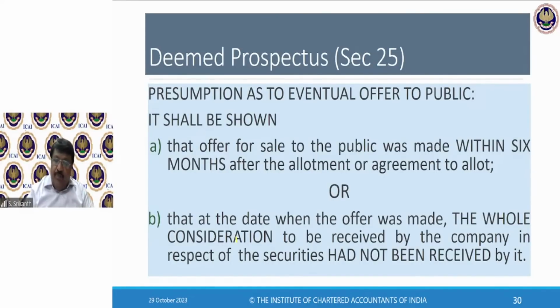Let me check up. Within 6 months of allotment, or in case there is an agreement to allot, within 6 months from the date of agreement to allot. I don't think there is any confusion there. If you want to be confused, you can. But there is no confusion. Six months from the date of allotment. You can count 6 months from that date, not from the end of the month.